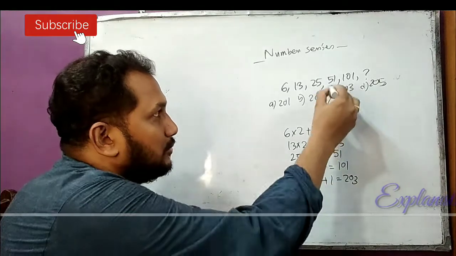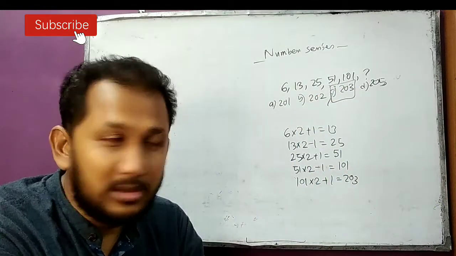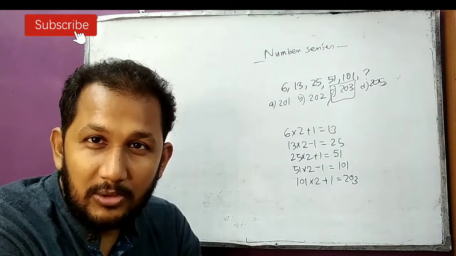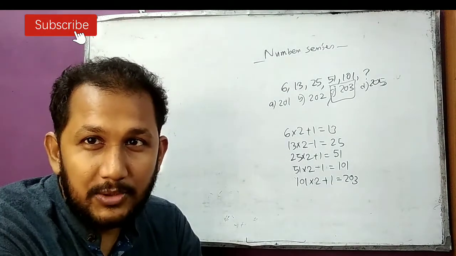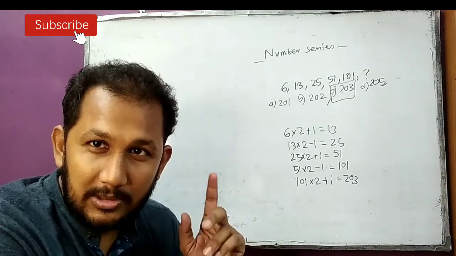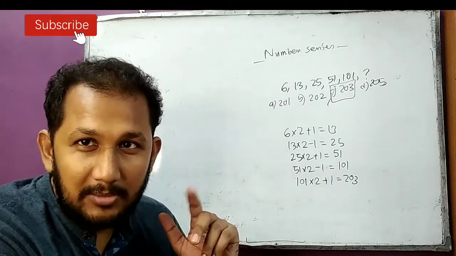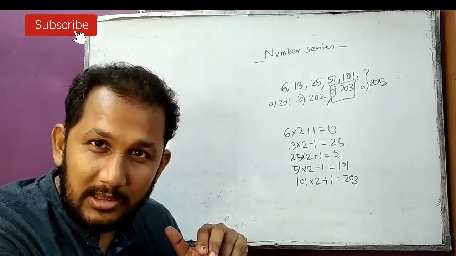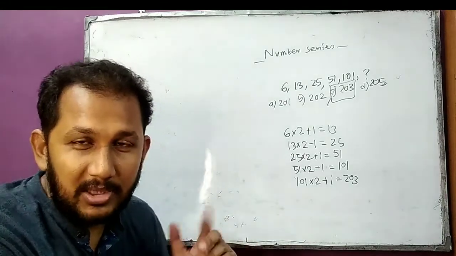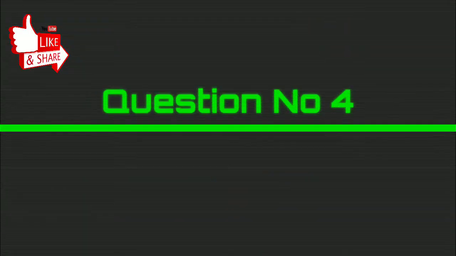So the answer is 203. The series is 6, 13, 25, 51, 101, and the next number is 203. The rule is that the first number is multiplied by 2, then add 1. The next number is again multiplied by 2, then subtract 1. Then the third number is multiplied by 2, plus 1, minus 1, plus 1, minus 1. So this is the answer of the question.